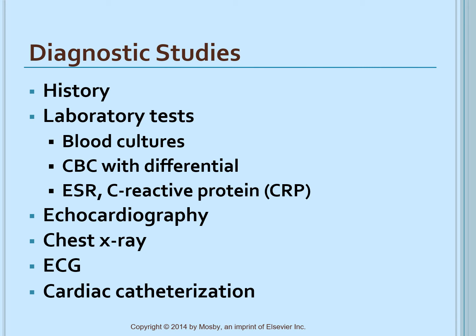So we need vegetation on an echo via a TEE, a new or changing heart murmur, or positive blood cultures. So there's three things: positive blood cultures, vegetation, new or changing heart murmur. And you need 2 out of those 3 to be positive to rule in a diagnosis of IE. Clearly we don't diagnose, but it's important that we know to look for these things.